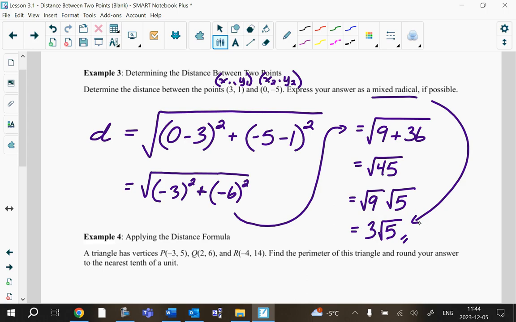Okay? So you've got to read the question carefully, because we want to express the exact answer. This answer is actually more exact than the square root of 45 on your calculator. Because as soon as you punch it into your calculator, it's becoming approximate.